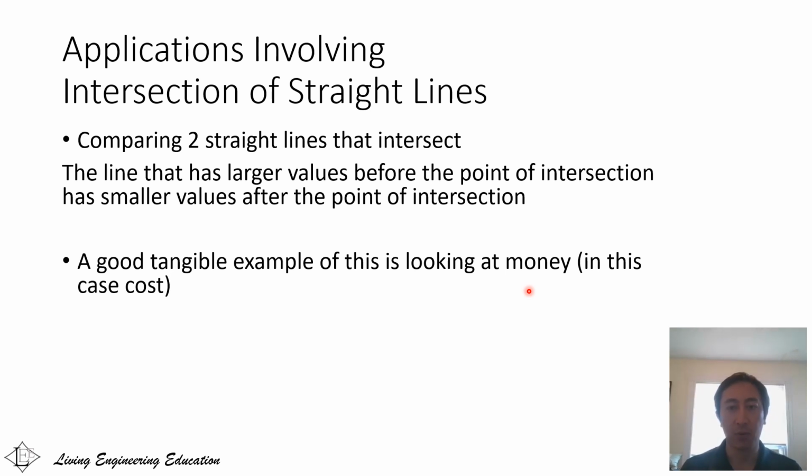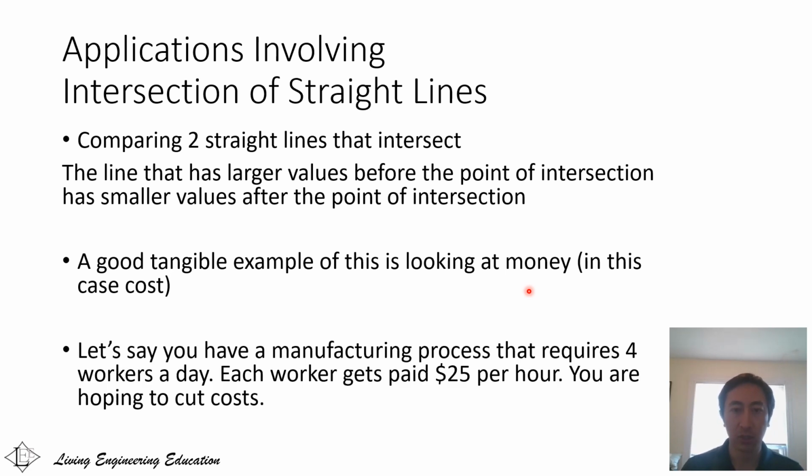So I'll give you an example and then we'll work through that example. A very tangible example is something related to money. So this could be profits, and in this example, it's going to be costs, how much something costs to make. So in this scenario, we're going to imagine that you're a manufacturing manager and you have a product that you produce, and every day the product requires 4 workers to produce this. Each of your workers are paid $25 per hour, but you're hoping to cut costs in this manufacturing process.